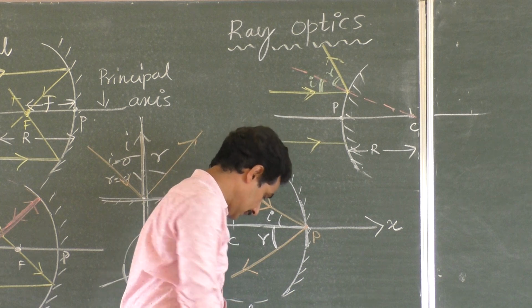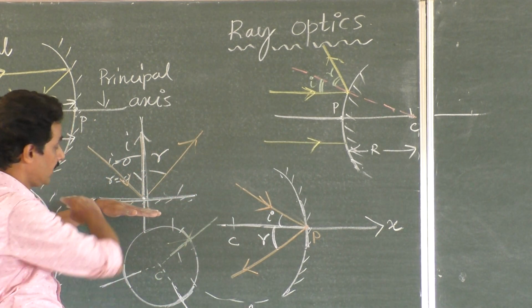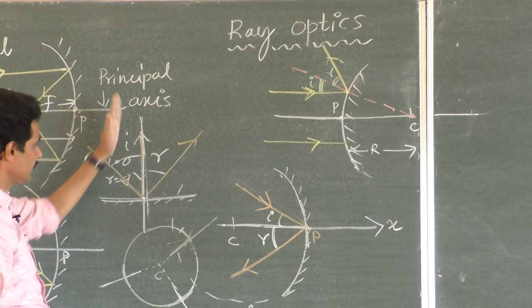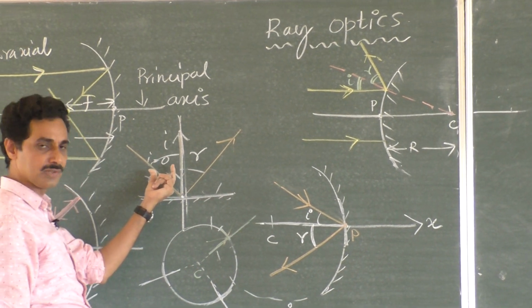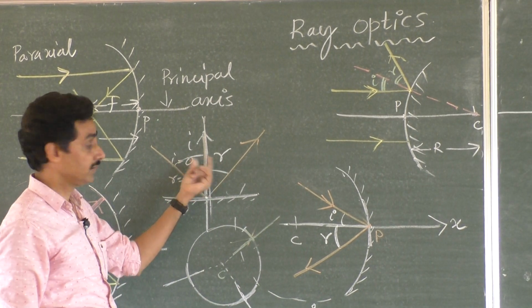See how easy it is to trace the ray in a plane mirror. A ray of light like this, normal, angle of incidence, the angle between the incident ray and the normal, and the angle between the reflected ray and the normal, that is the angle of reflection. I equals R.